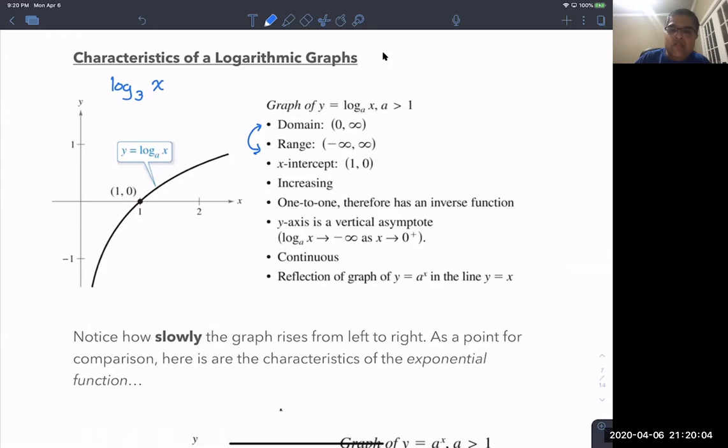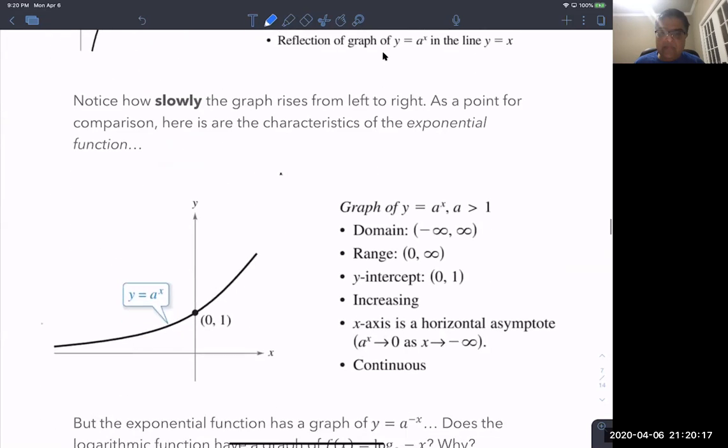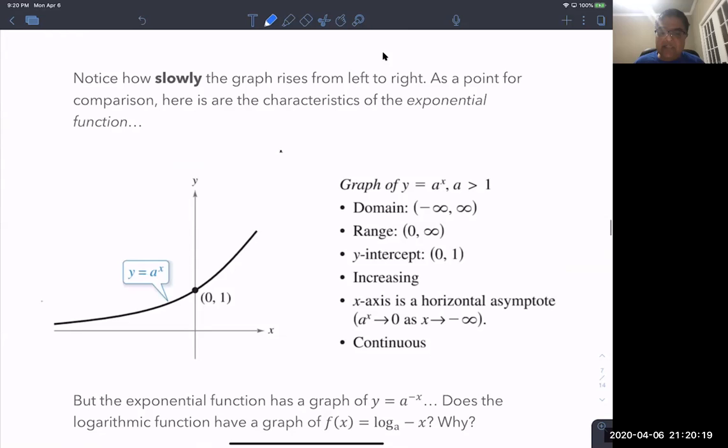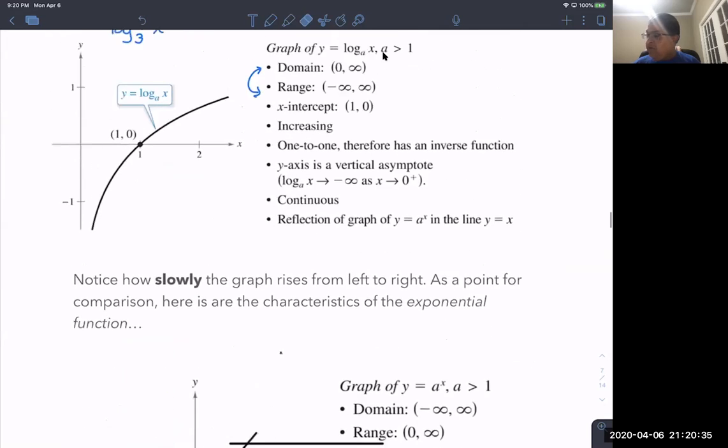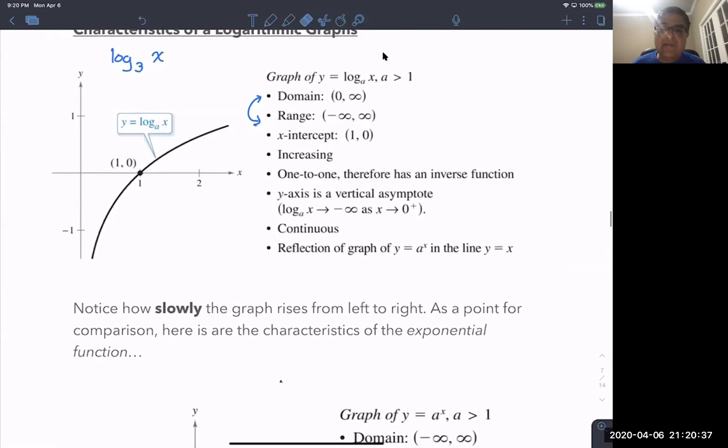And we talked about the x-intercept instead of a y-intercept, and it has a vertical asymptote as opposed to a horizontal asymptote. So here are the characteristics of an exponential. And one thing I didn't write here was horizontal asymptote. Oh, I did actually, sorry. And here are the polar opposite characteristics of the logarithm graph.